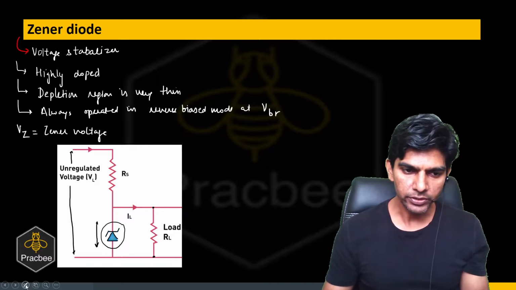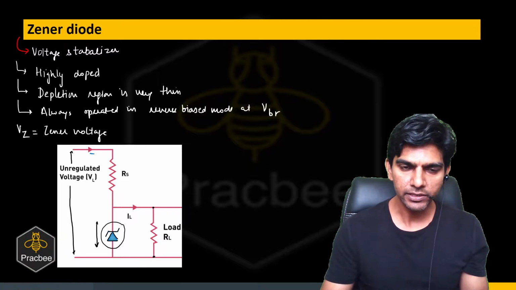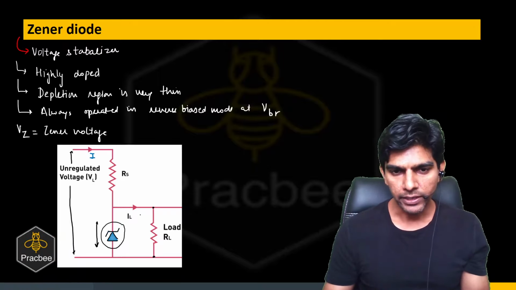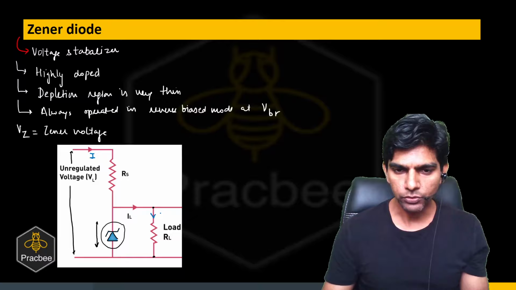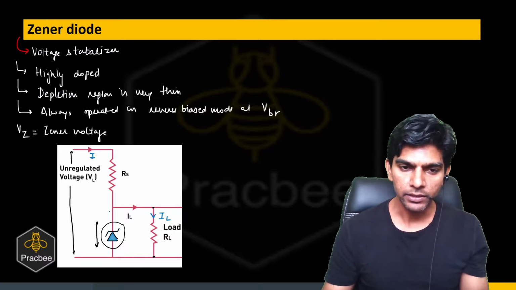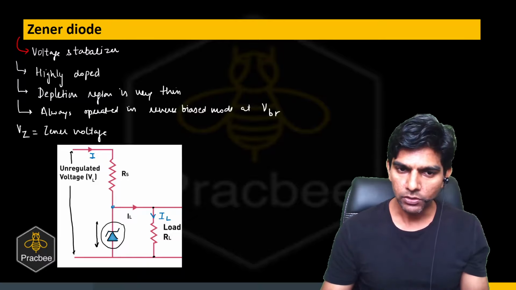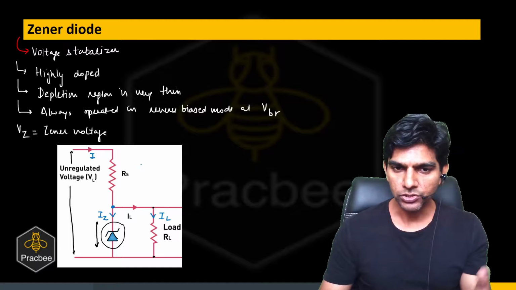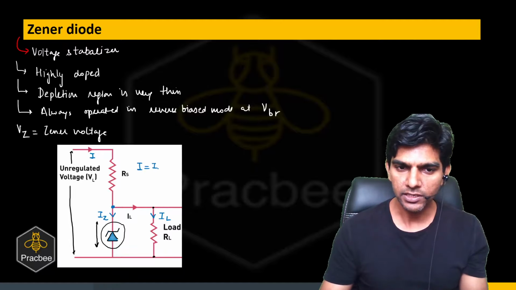So can you see some important currents in this circuit? Let us say this is the input current I, and the current which is going through the load is the load current IL. If I apply junction law at this junction, we can say there will be a current through the Zener. I'll call it a Zener current. By junction law, I is nothing but the sum of the Zener current and the load current.